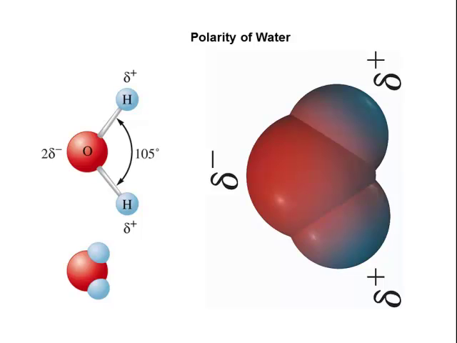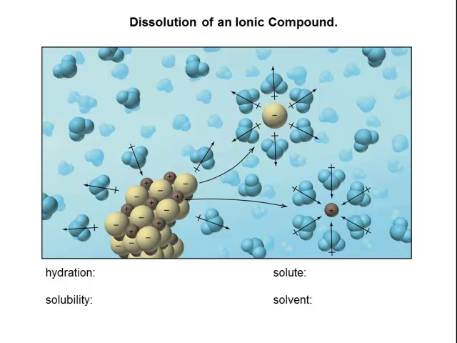How is that going to affect how we dissolve a solid? Well, if we go back to our example of sodium chloride, the plus is the sodium ion, the minus is the Cl- ion. In order to break those apart from the solid to get them to dissolve, we have to surround them with water molecules.